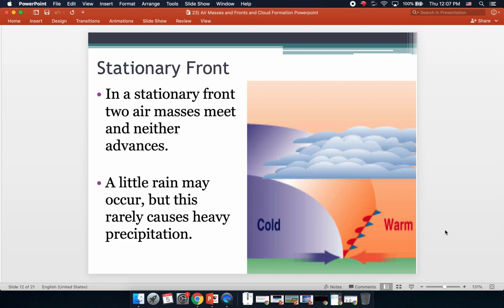All right, in a stationary front, two air masses meet, and neither one really advances on the other. So you have cold air and warm air that meet, but they just butt up against each other and stop. It's as if they had an equal amount of force. It's like if you had two vehicles that had come together and were pressing forward on each other, but neither one can cause the other to budge. In a stationary front, some rain may occur, but rarely does it cause heavy precipitation. You usually have clouds, maybe light rain or misting, but rarely significant rainfall.